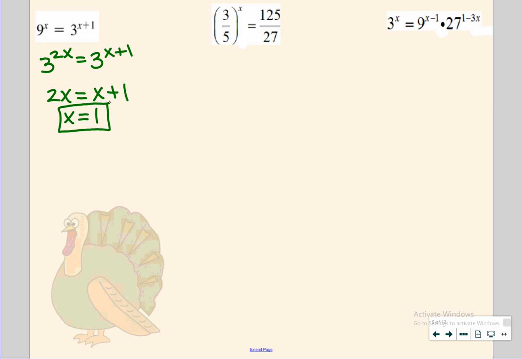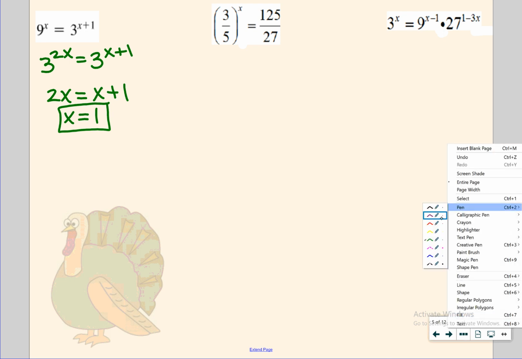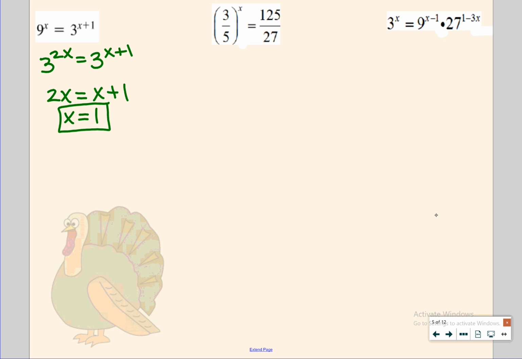I have 3/5 to the x equals 125 over 27. Can I rewrite those bigger numbers as powers of something instead? 125 is a power of what? Okay, so that's 5 to the 3rd. What about 27? That's 3 to the 3rd. Okay, this is looking better. I'm trying to make it match that other side. You can write it like this, 5 over 3 to the 3rd.